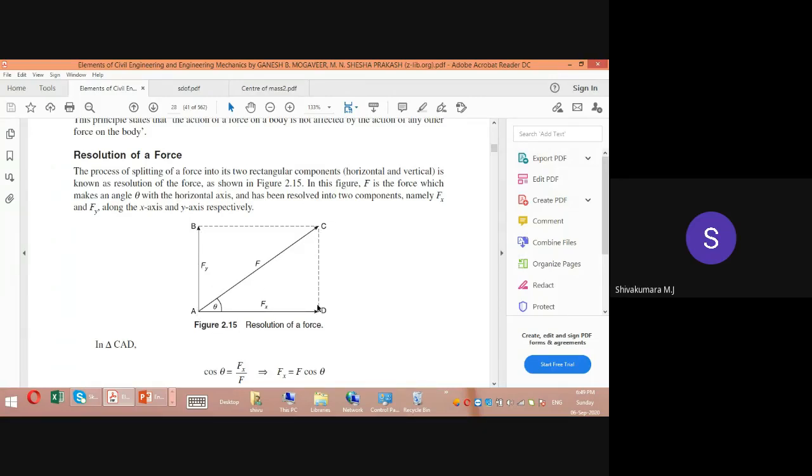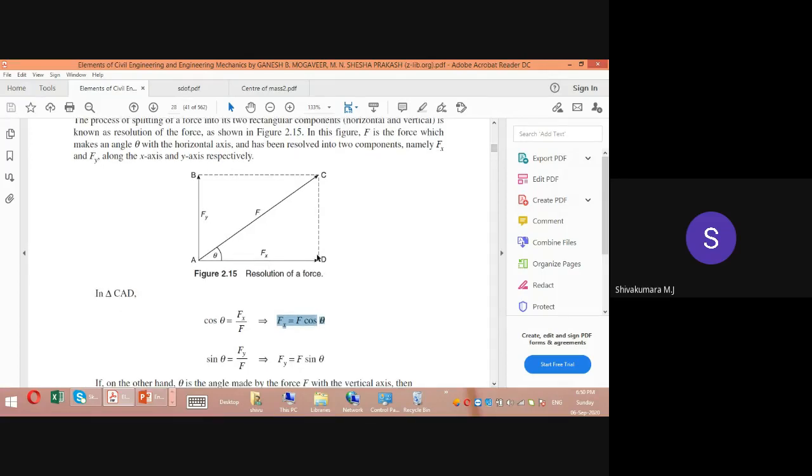So one right angle triangle formation you can see over here. If you take this theta and the trigonometric function cos theta, cos theta is adjacent side by hypotenuse, that is AD divided by AC, where AD is Fx and AC is F. So cos theta will be equal to Fx by F. So the horizontal component of F is Fx equal to F into cos theta. This is the horizontal component of this force F inclined at an angle of theta with respect to horizontal.